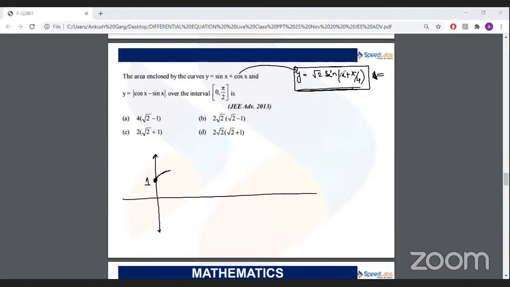And at pi by 2, what will be the value at pi by 2? Again 1, sorry. Yeah, again 1. So this is the graph. At pi by 4, it will have the maximum value, that is root 2. So this is your graph of the first function in between 0 to pi by 2. Now what about mod of cos x minus sin x?